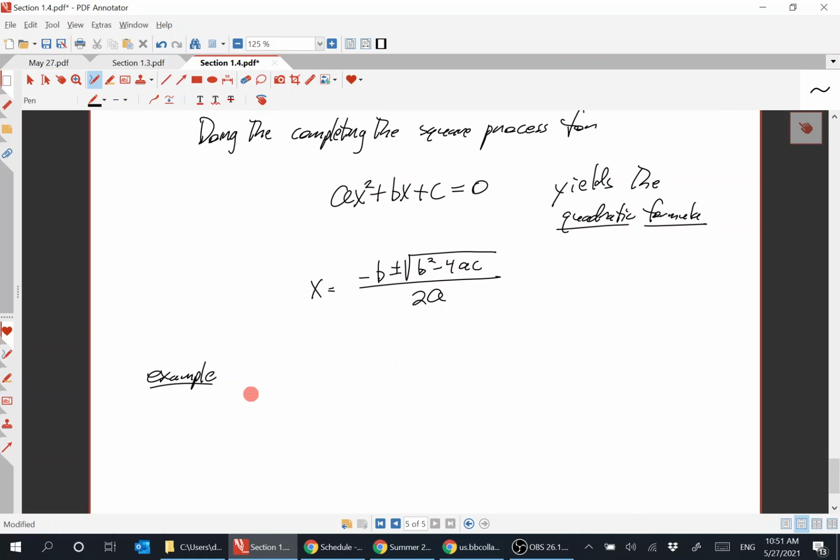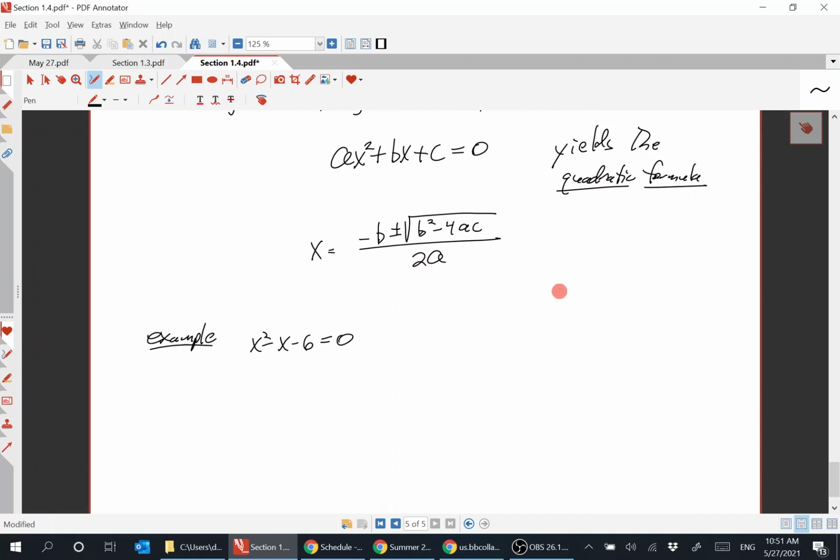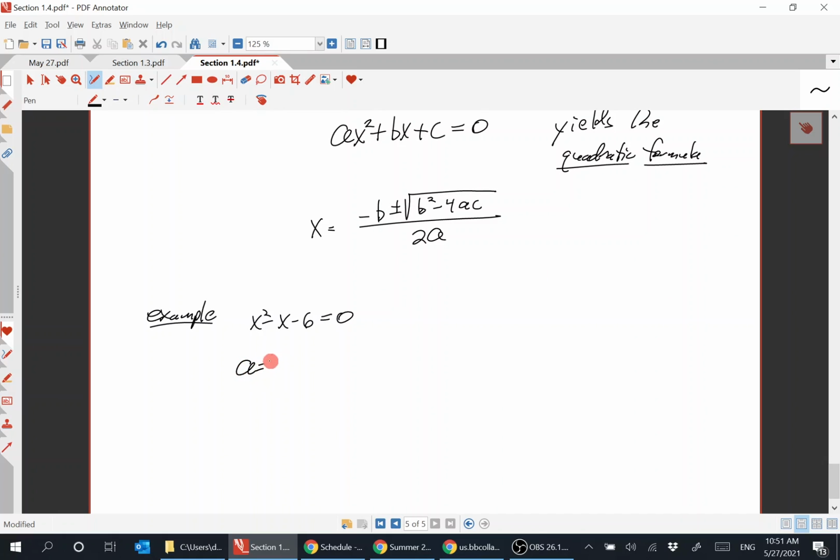So, for example, back to this one, x squared minus x minus 6 equals 0. You have a equal to 1, b equal to negative 1, c equal to minus 6. So x is equal to minus b, which is 1, plus or minus the square root of b squared, which is 1, minus 4ac, over 2a, which is 2. So x is equal to 1 plus or minus the square root of 1 plus 24, over 2.